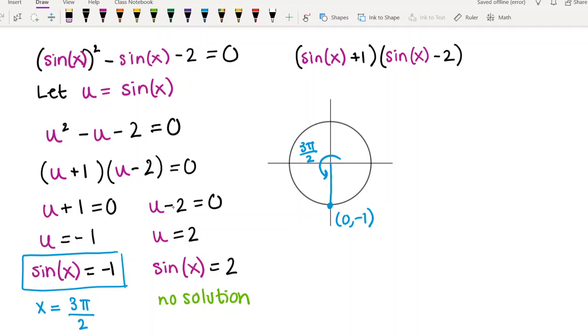So if you want, you don't need to bother with the whole u thing, but I think for some people, maybe that just makes it feel simpler in terms of actually doing the factoring.